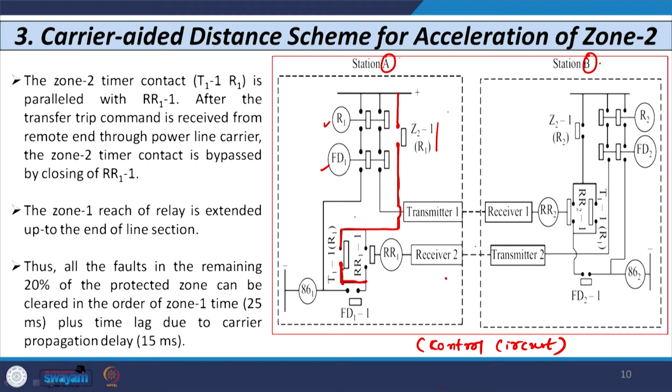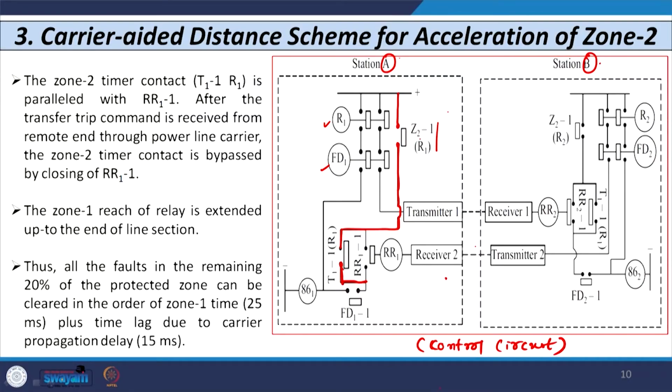Now, what is this Z21 R1 and T11 R1? This Z21 R1 is the zone 2 contact of relay R1. We know that there are 3 zones of relay R1: the first zone contact is Z11, the second zone contact is Z21, and the third zone is Z31. Similarly, this Z21, the second zone contact, has a timer also, T11 R1, that means the first contact of timer T1 for relay R1. This path we have included on each side; it is a replica on substation B also.